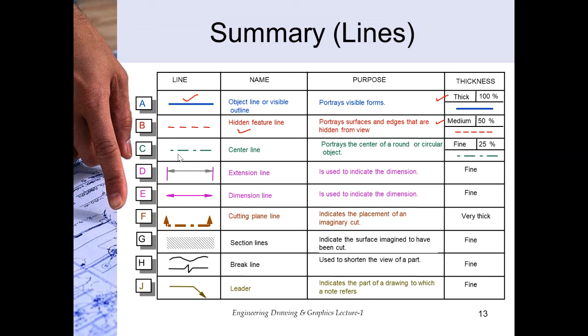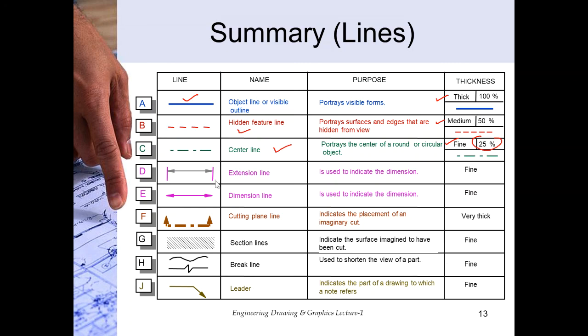Then we have the central line. We have small dashes, long dashes. Then there is a small dash. There is a long dash. Then there is a central line. It portrays the center of a round or circular object. It also has another function: it shows the symmetry of an object. The thickness is very low, the thickness is fine, and it's reduced to 25%.